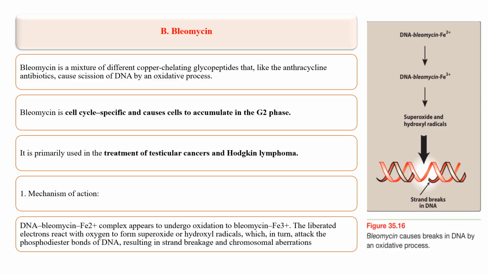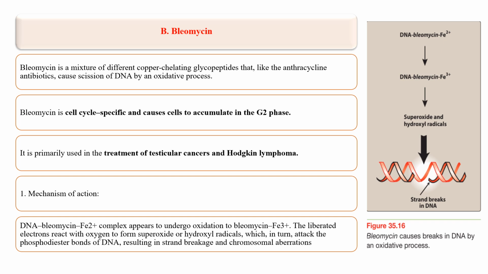And the next antibiotic anti-cancer drug is bleomycin. Bleomycin is a mixture of different copper chelating glycopeptides that, like the anthracycline antibiotics, cause scission of DNA by an oxidative process. Bleomycin is cell cycle specific and causes cells to accumulate in the G2 phase. It is primarily used in the treatment of testicular cancers and Hodgkin lymphoma.